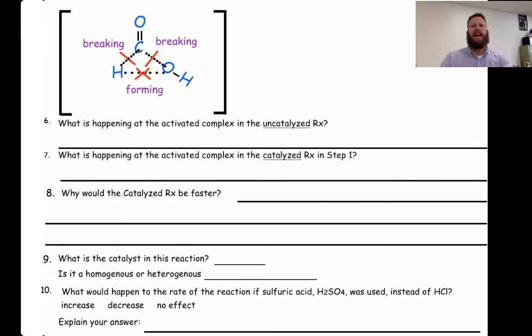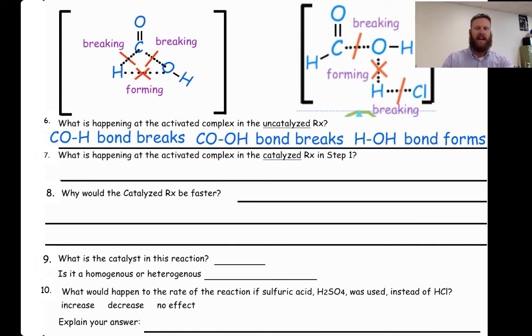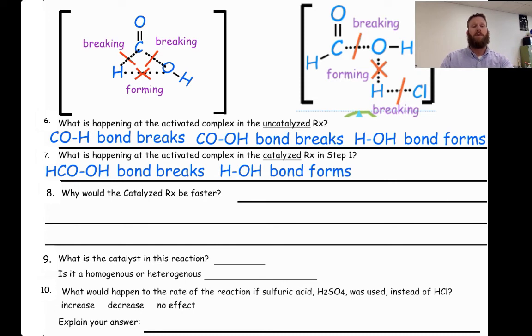What is happening at the activated complex in the uncatalyzed reaction? Well, the CH and CO bonds are breaking, and the HOH bond is forming. What is happening at the activated complex in the catalyzed reaction in step 1? The CO and HCl bonds are breaking, while the HOH bond is forming.